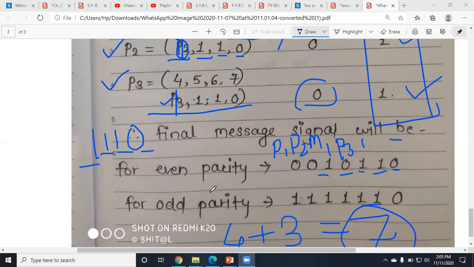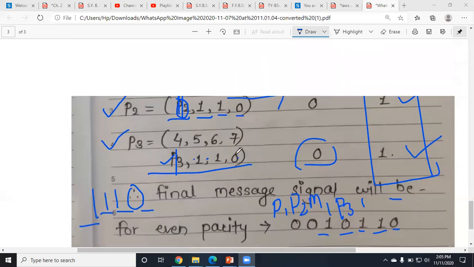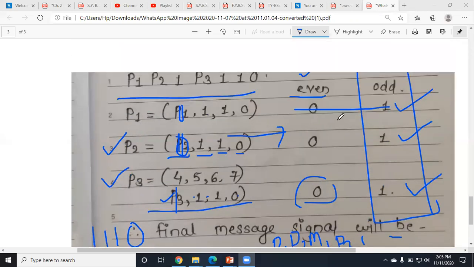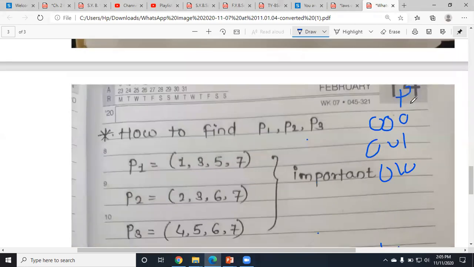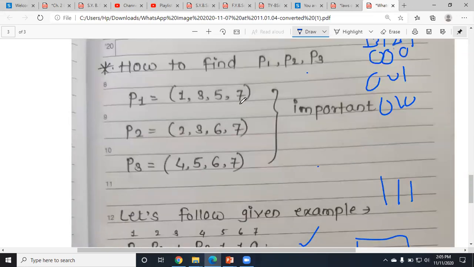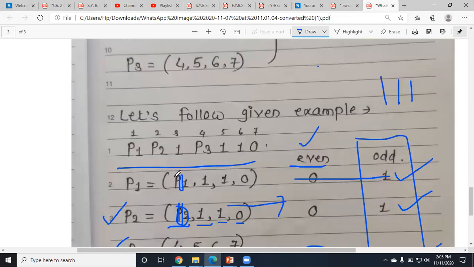And how to find the parity bits? If there are 3 parity bits, represent your data with the 3-bit binary digits 0, 0, 0, 0, 0, 1, 0, 1, 0, and likewise till 1, 1, 1. The first column represents your P1, the second column represents P2, the third column represents P3. And you will get the sequence for P1, P2, and P3. Once you know the sequence, just write it down.